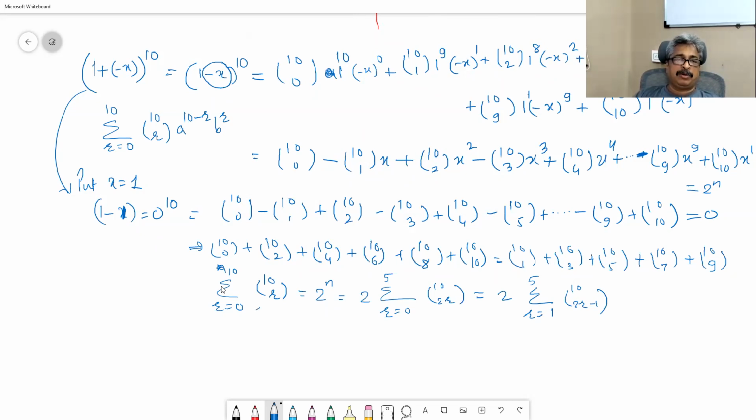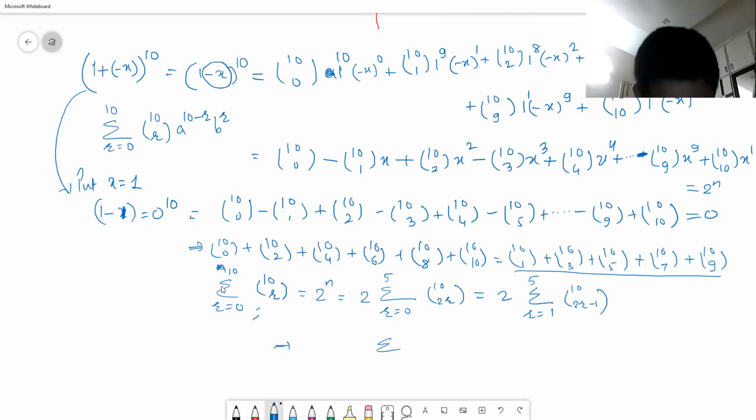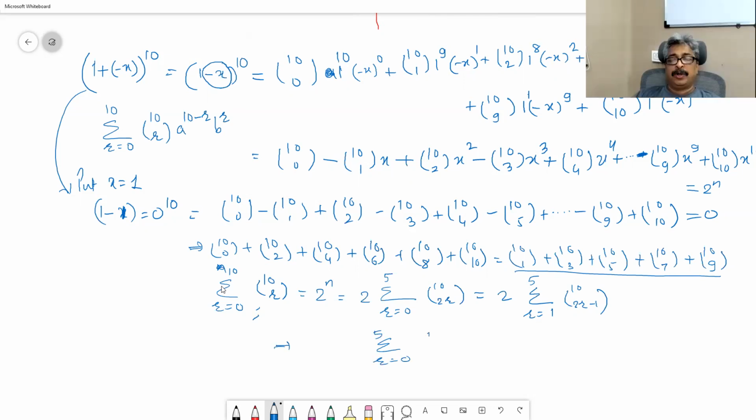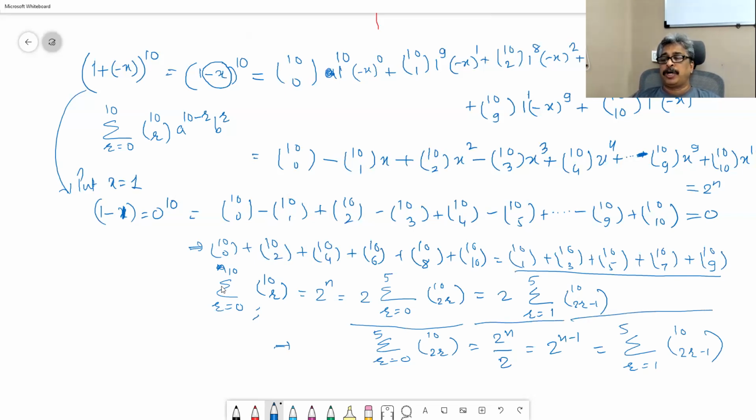summation of all binomial coefficients, or 2 times these two people is going to be total summation of all binomial coefficients. And therefore, sigma r goes from 0 to 5, 10 choose 2r, that means even ones add up to 2 raised to n upon 2, which is 2 raised to n minus 1, which is also equal to sigma r goes from 1 to 5, 10 choose 2r minus 1. That is what we wanted to prove. We did it for 10, but it will work for n.